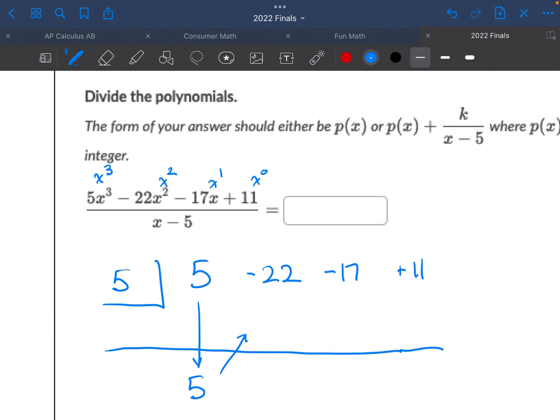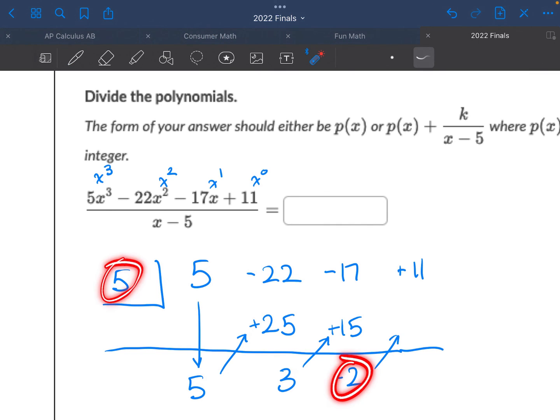Every time I cross that line, I have to multiply by 5. 5 times 5 is 25. Add them straight down, 3. Okay, I'm crossing that boundary line again. You got to pay 5, so 3 times 5 is 15. Add straight down, you get a -2. Cross the boundary line again, -2 times this 5 gives us -10. Add straight down, I get 1.